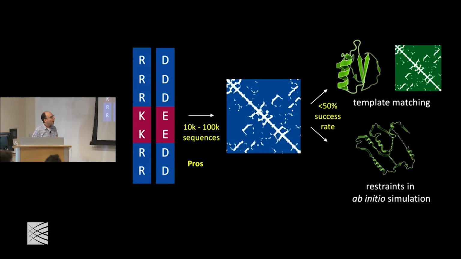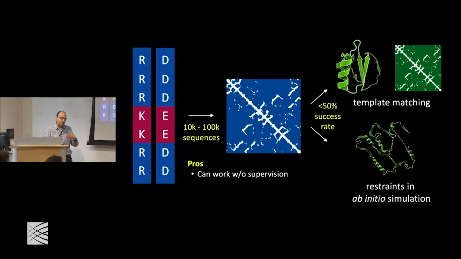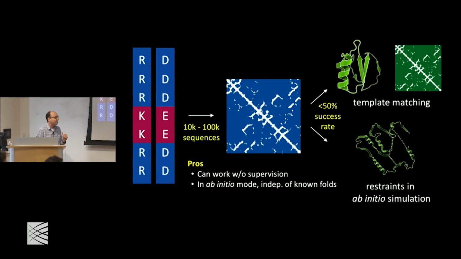The pros of this approach is that it does work without supervision, so you don't need structural data to train it, which is great, and that's independent of known folds. So you're actually able to go into new regions of protein space that one hasn't crystallized. One of the early successes in this area was from the Sanders group in the context of membrane proteins, where structures are fairly unavailable, but these methods were actually quite successful because we had many sequences.